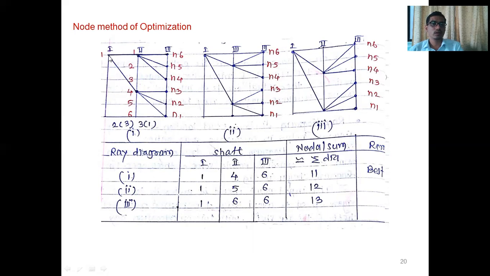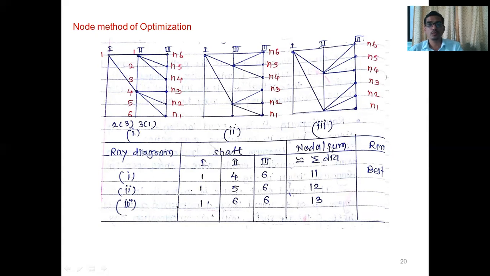So here you can draw a table. The column number 1 is the ray diagram 1, 2 and 3. Then the number of nodes on the transmission shaft. Here we have to consider the lowest node on the transmission shaft. There are 3 transmission shafts: input, intermediate and output, for every structural diagram. So this is the number of nodes on transmission shaft 1, the number of nodes on transmission shaft 2, and the number of nodes on transmission shaft 3.